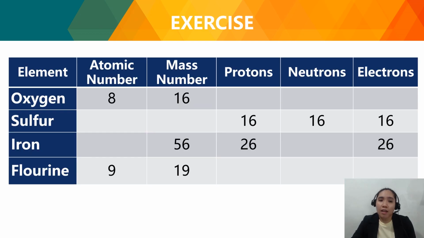In this slide, this is a simple exercise for you to compute for the protons, neutrons, electrons, atomic number, and your mass number. Again, for you to be able to answer this, remember that atomic number is equal to the proton number, mass number is equivalent to the protons plus its neutrons, and the protons are equal to the electrons. Okay, so you should know how to compute for these numbers given the information that I have provided.